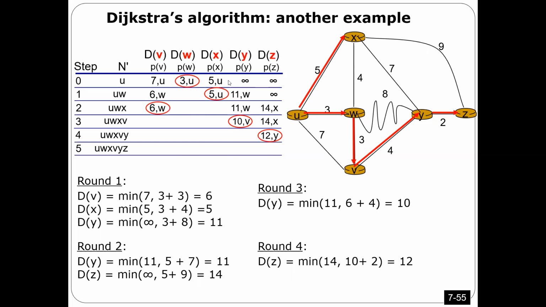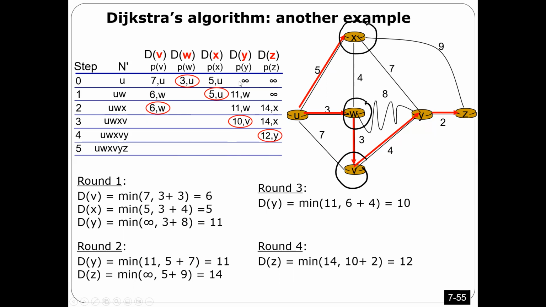In the initialization, I'm going to check the neighbors of U. Okay. So U has X, W, and V as neighbors. So it has three neighbors. Is that okay? And for V, the cost is 7. For W, the cost is 3. Here I'm processing only one piece of information, all that I know: only the neighbors of U, right? And then if you want to go to X, the cost will be 5, okay?